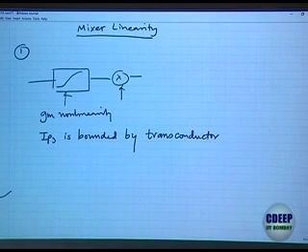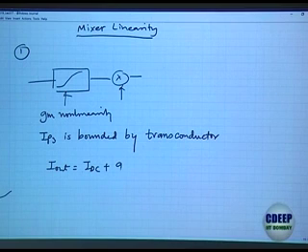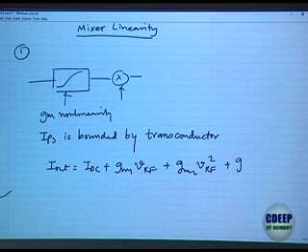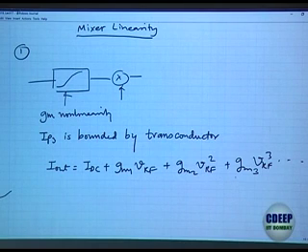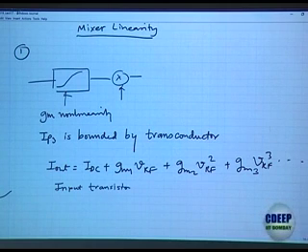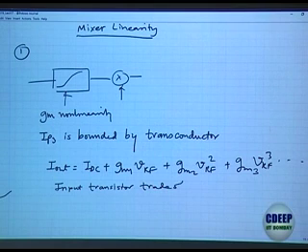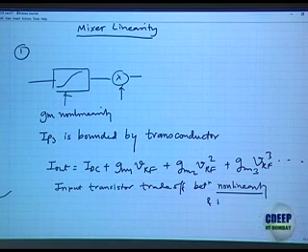Okay. So basically the way to look at it is you have I out, which will be equal to your DC current, plus GM1 times VRF, plus GM2 VRF square, plus GM3 VRF cube, those kind of things, right. So these are all the higher order derivatives of GM. So if you look at this, basically the input transistor, there is a direct trade-off between nonlinearity and noise.